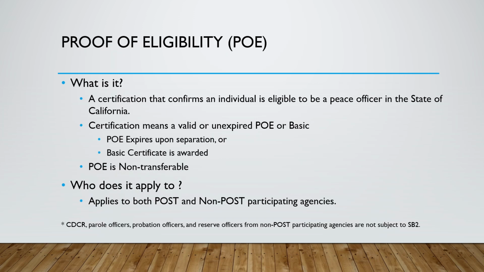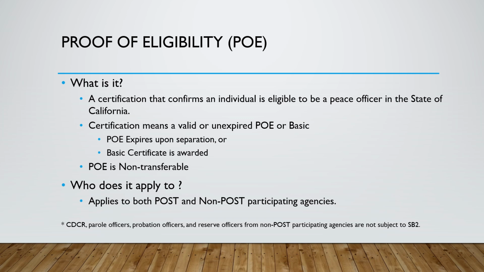The Proof of Eligibility is a new certificate introduced through Senate Bill 2. But what is it? Well, it's a certification, or permit if you will, that confirms an individual is eligible to be a peace officer in the state of California. Who needs a Proof of Eligibility, or POE? The POE is generally issued to peace officers who are not yet eligible for, or will not become eligible for, a basic certificate. Well, what is the difference?